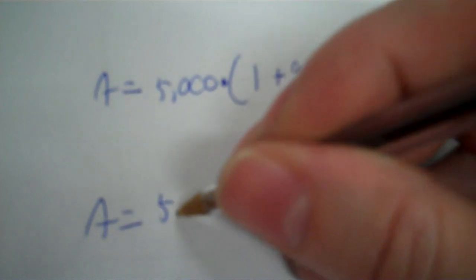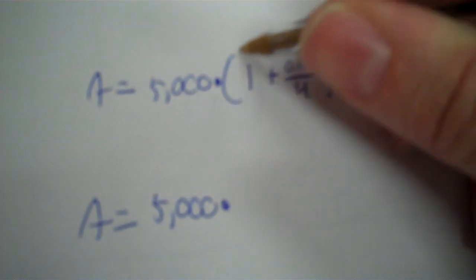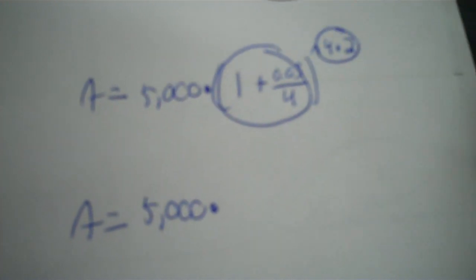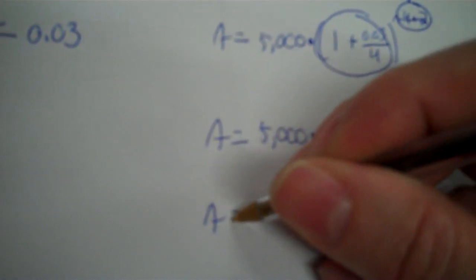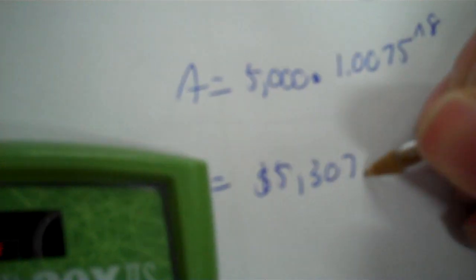So a couple things I'm going to do here. I'm going to drop my 5,000, okay? Then I'm going to figure out what's in that parentheses and what's the exponent separately. Well, we know 4 times 2 is 8, right? Now, 1 plus 0.03 divided by 4 is 1.0075 to the 8th power. Okay, and now you can solve it. So 5,000 times 1.0075 to the 8th power. I get $5,307.99. And that's compound interest.